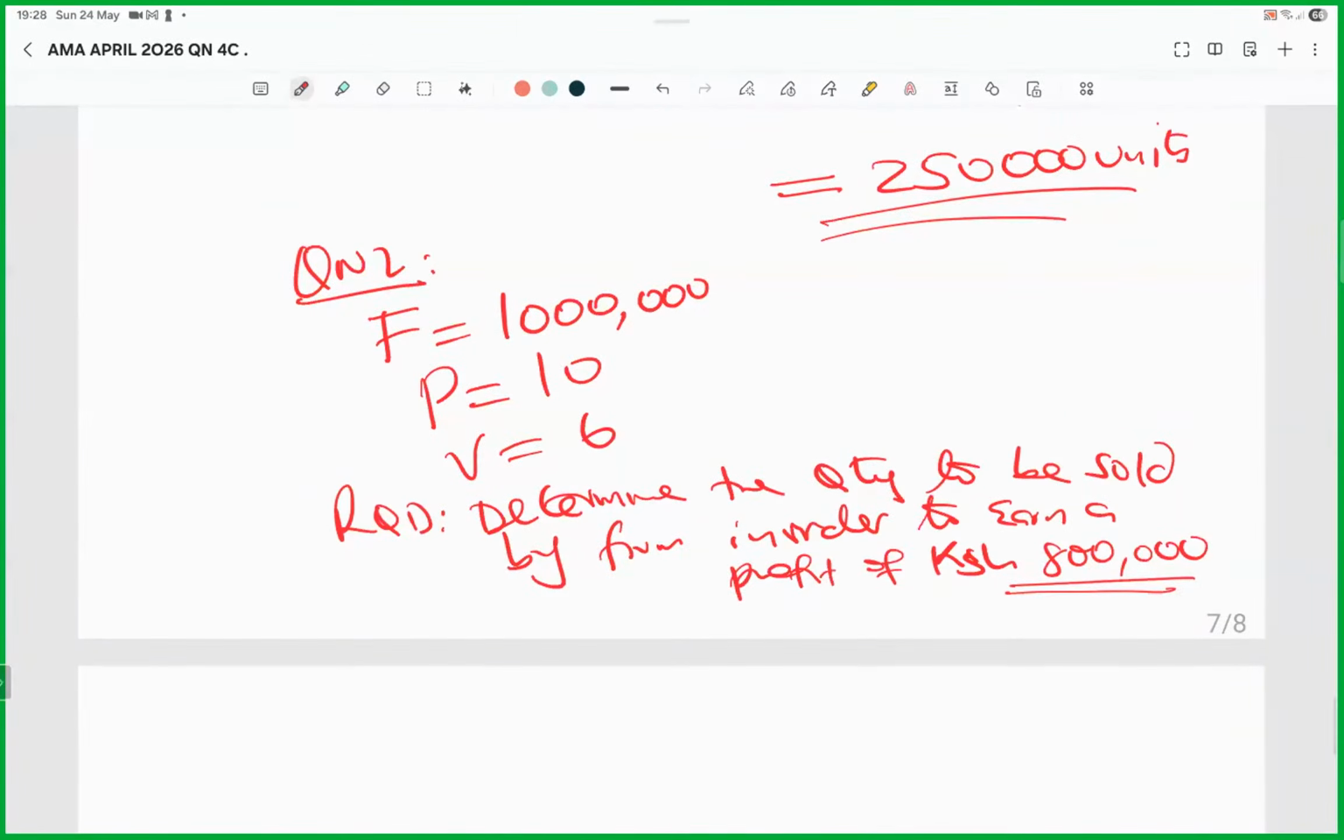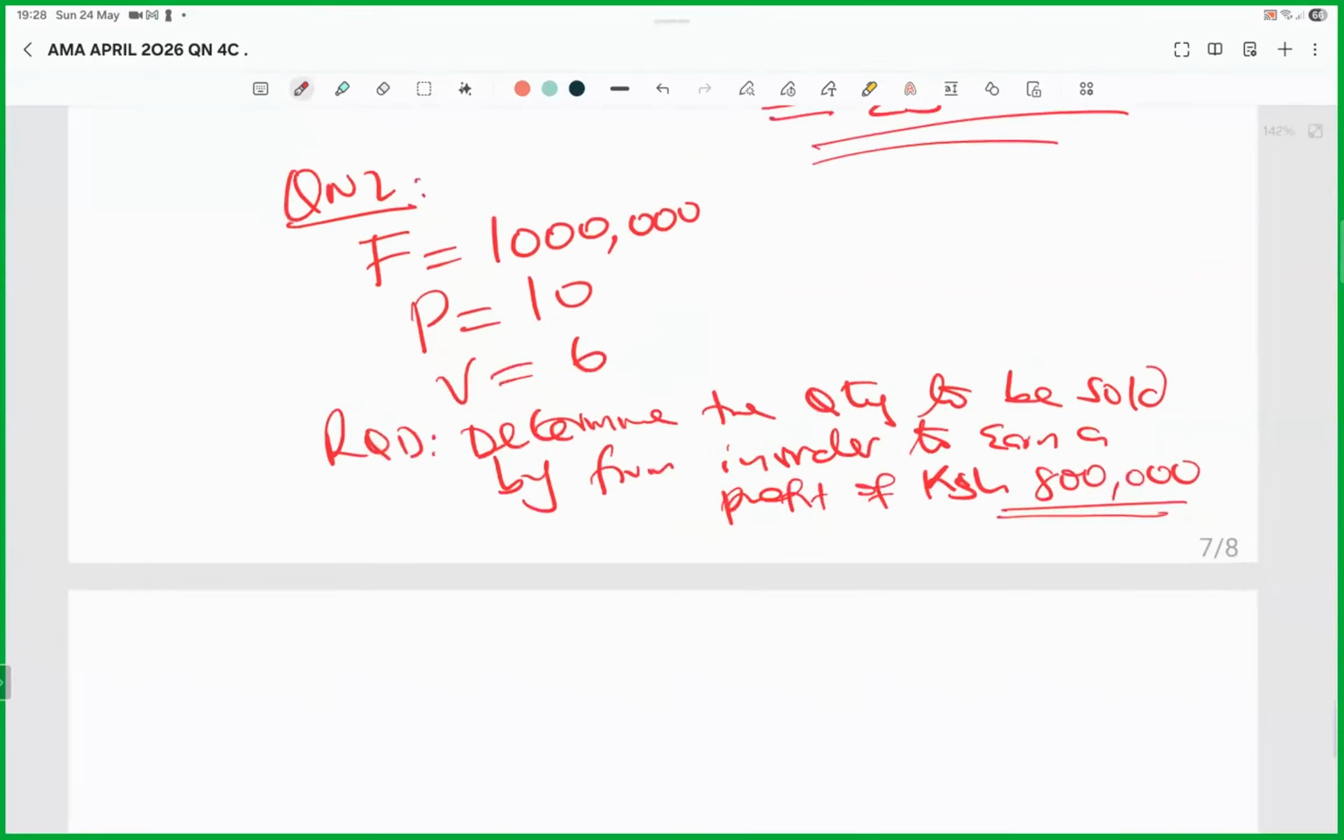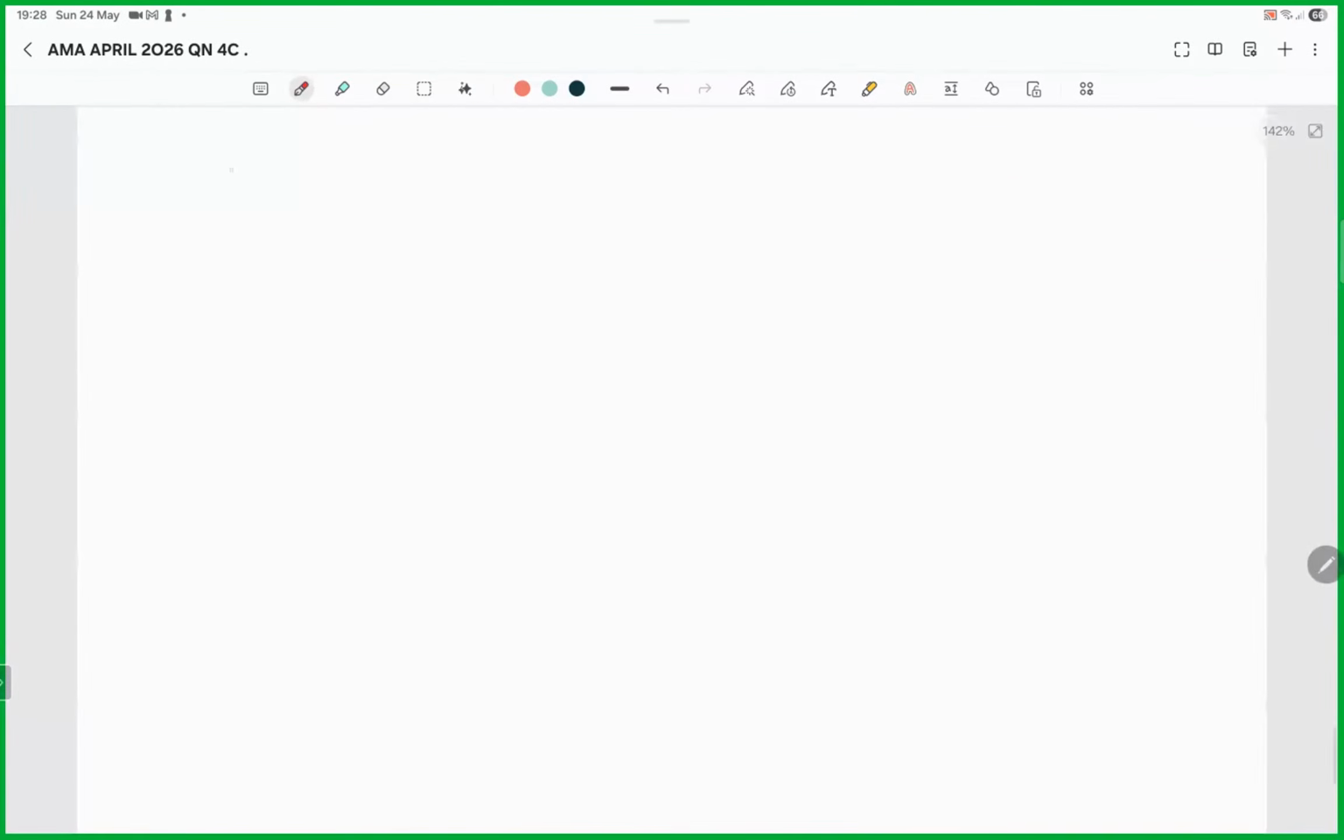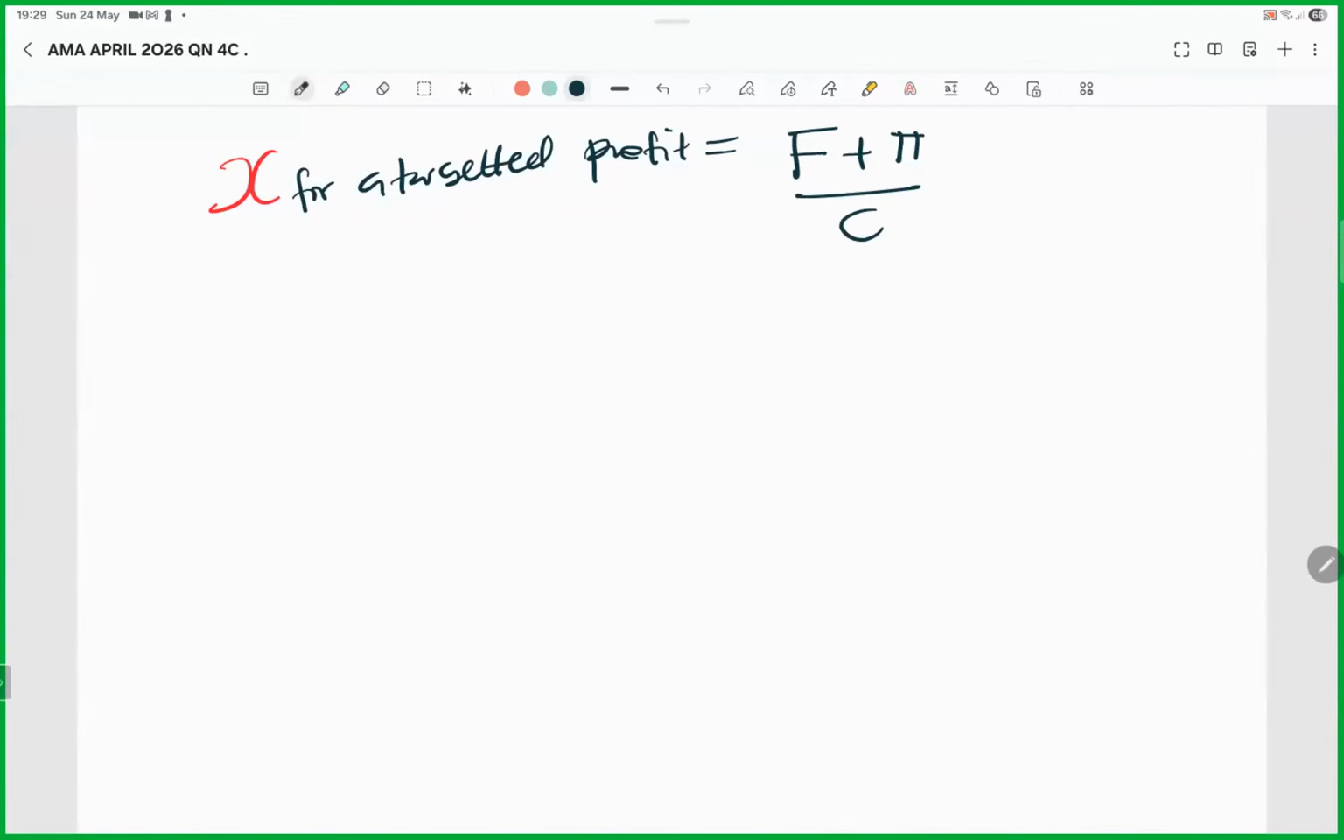So then these students have been able to know, Mwalimu, how to get X for a targeted profit. We take the fixed cost you want to pay, all the fixed expenses, you add the profit you're targeting, divided by CM. So anytime we have X for a targeted profit, it's fixed cost plus the profit all over CM.